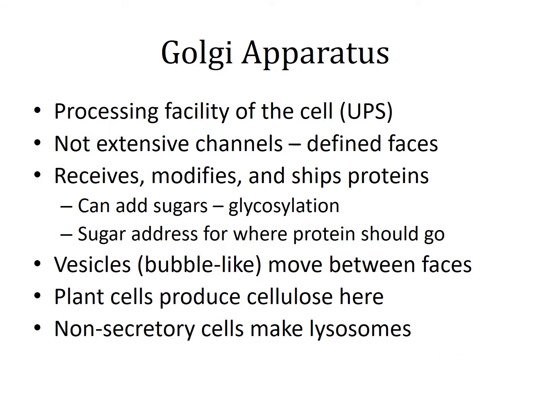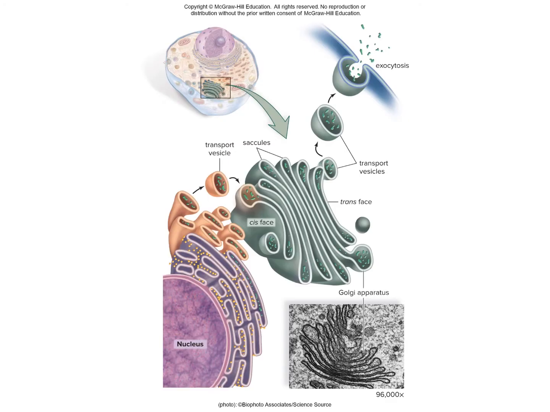The Golgi apparatus is really the processing facility of the cell. It has defined spaces, and it has basically the ability to receive and modify those lipids and proteins that were created in the ER. Essentially, once those lipids and proteins are modified, it packages them up in vesicles. They're like little pouches, and then it moves those either somewhere within the cell or outside of the cell.